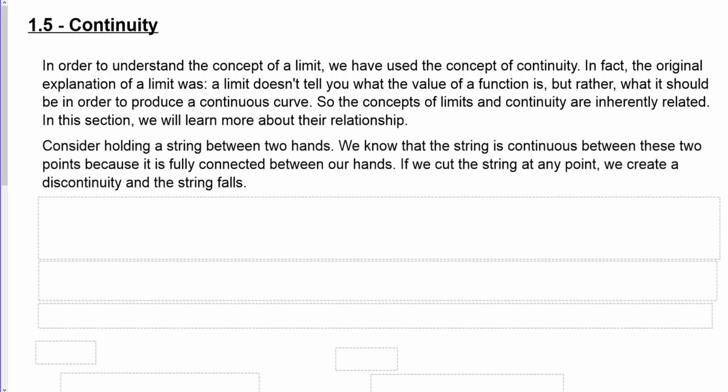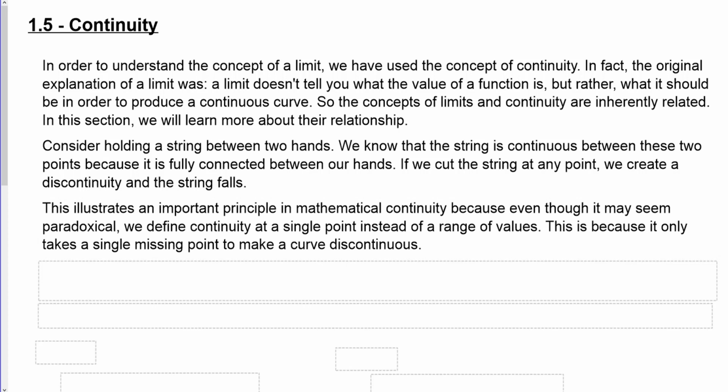Consider holding a string between two hands. We know that the string is continuous between these 2 points because it's fully connected between our hands. But if we cut the string at any point, we create a discontinuity and the string falls. This illustrates an important principle in mathematical continuity because even though it may seem paradoxical, we define continuity at a single point instead of at a range of values. This is because it only takes a single missing point to make a curve discontinuous. That's why the string will fall when you cut it at one single point.